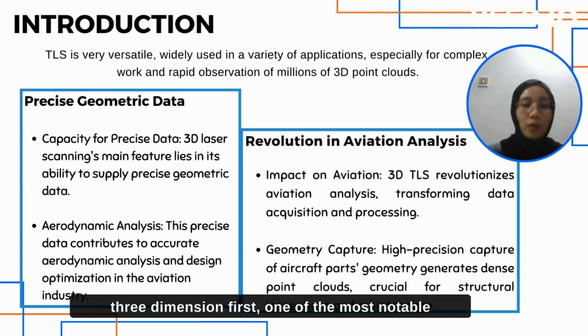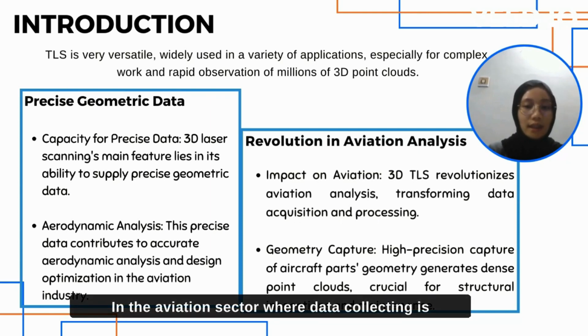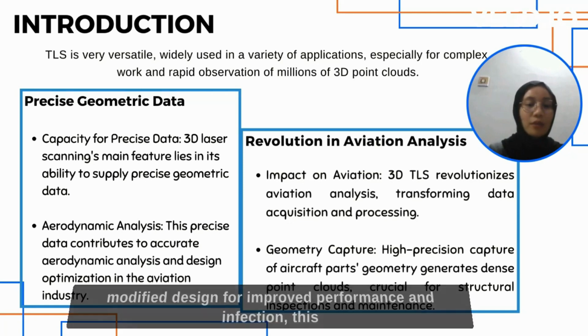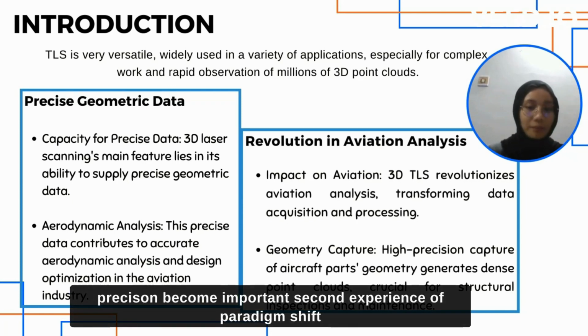First, one of the more notable aspects of 3D laser scanning is the way it is able to produce accurate geometric information. In the aviation sector, where data collection is needed for performing precise aerodynamic analysis and modified design for improved performance and efficiency, this provision becomes important.